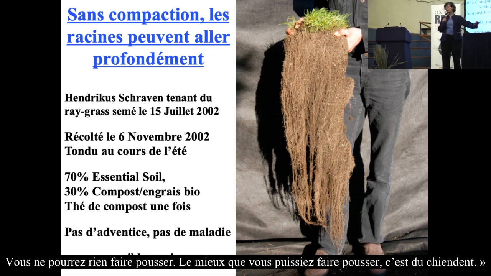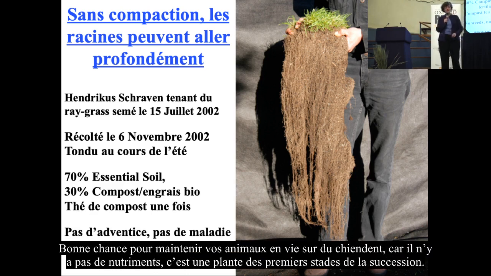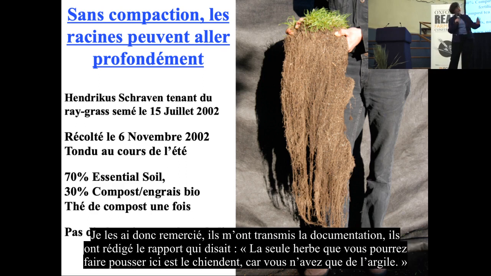You can't grow anything. Best you could grow here would be Bermuda grass. Good luck keeping your animals alive on Bermuda grass because no nutrients. It's an early successional grass species. So I just thank them. I've got the documentation. They have written a report that says the only grass that's going to be able to grow here is Bermuda grass because all you've got is clay.